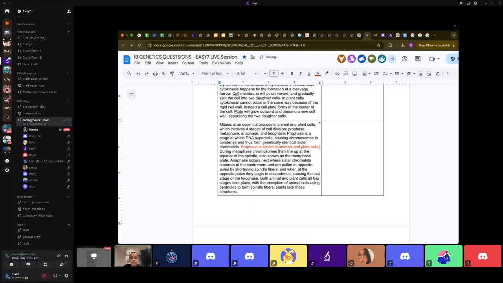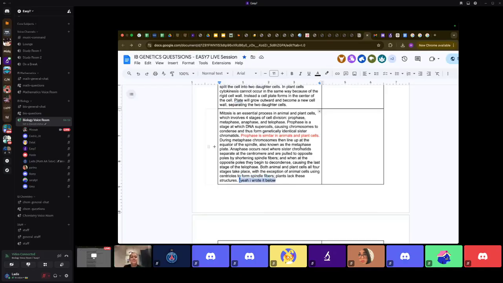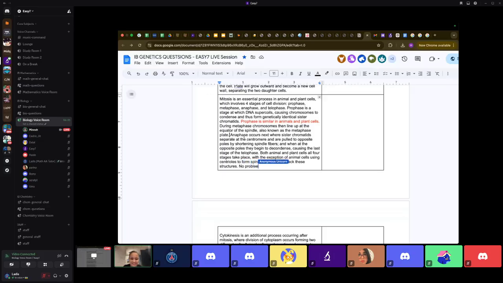During metaphase, the chromosomes then line up at the equator, also known as the metaphase plate. And yes, you could also talk about how it's comparing both animal and plant cells. They're both the same. Oh, you did it below. My bad, I haven't read it yet. I'm being such a classic examiner right now, just pre-teaching before I have even read everything.